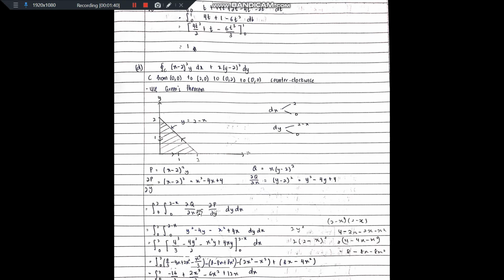And then from Green's theorem, we have to find Q and P, where the first one is P and the second one is Q. So we have to differentiate: for P, differentiate with respect to y, and for Q, differentiate with respect to x. And then we substitute into Green's theorem, and then we substitute all the limits, and we solve it. So we got that it is equal to 0.